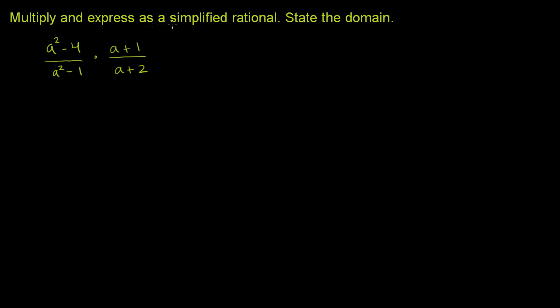Multiply and express as a simplified rational. State the domain. So let's multiply it, and then before we simplify it, let's look at the domain. So this is equal to, if we just multiply the numerators, a squared minus 4 times a plus 1, all of that over, multiply the denominators, a squared minus 1 times a plus 2.